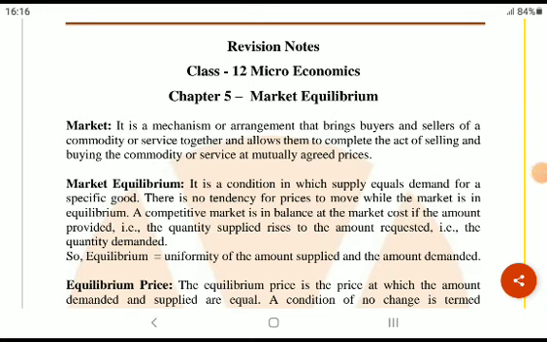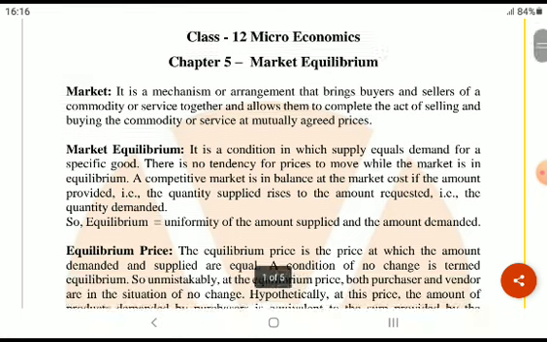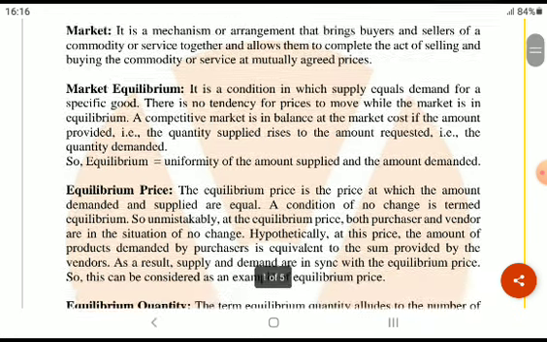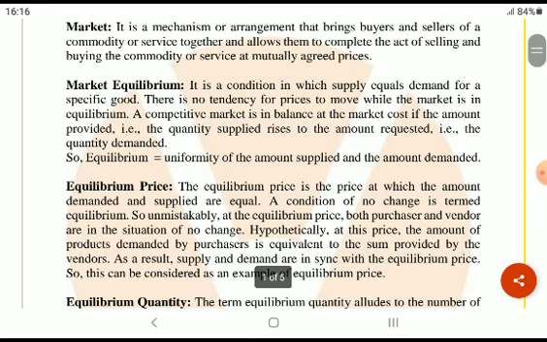In this video, I am going to give revision notes of CBSE Class 12th Microeconomics Chapter 5, Market Equilibrium. So, a market is a mechanism or arrangement that brings buyers and sellers of a commodity or service together and allows them to complete the act of selling and buying the commodity or service at a mutually agreed price. Market equilibrium is the condition in which supply equals demand for a specific good.